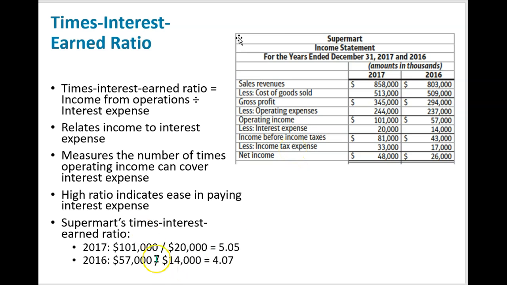So their number here looks like it's increasing. In 2017, it was 101, that's operating income, divided by interest expense of 20,000. So 20% of their income is eaten up by interest. But that ratio is 5.07, which is increased from the prior year, so they're in a slightly better position.